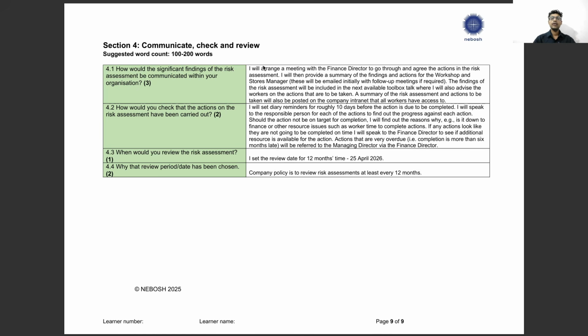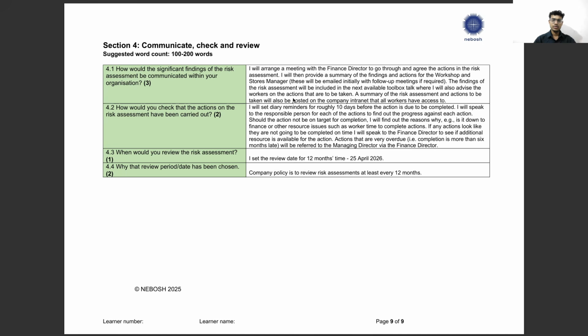So what you will do is, I will arrange a meeting with the finance director and make him understand and agree the actions in the risk assessment. A summary shall be provided of the findings and actions of the workshop, for the workshop manager and store manager. You should email it. What happens, it becomes a record. You can email it, take the follow-up messages from them, and the findings of the risk assessment will be included in the next available toolbox talk. You can take a toolbox talk also, including all these people.